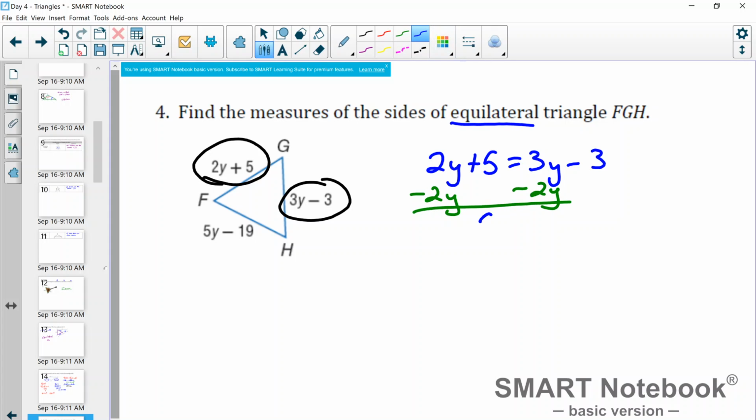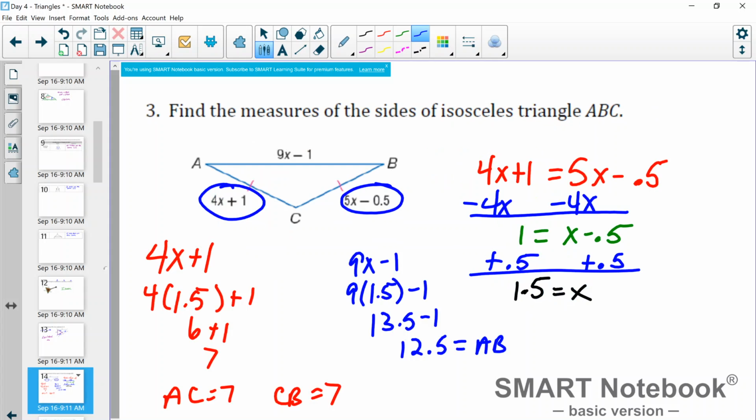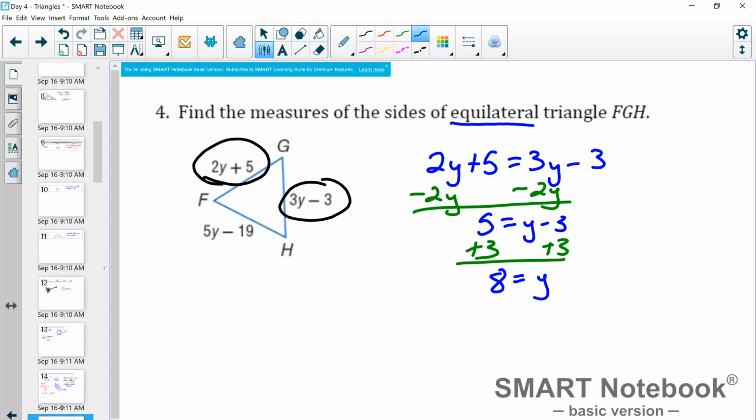So 2y, we'll move it over by subtracting it. So we get 5 equals y minus 3. And then we'll add 3 to both sides. And we get 8 equals y. Now that I know the value of y, I'm going to plug it into one of the sides. In the previous problem, we had two sides the same, so I plugged it into one, and I was able to get these two sides. And then I had to do it again to get the longer side.